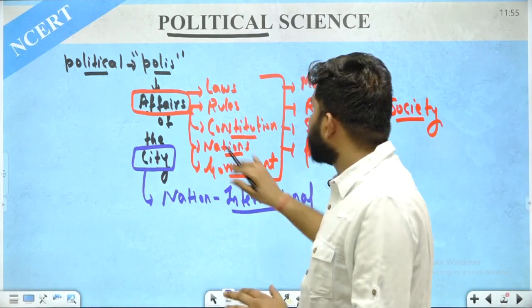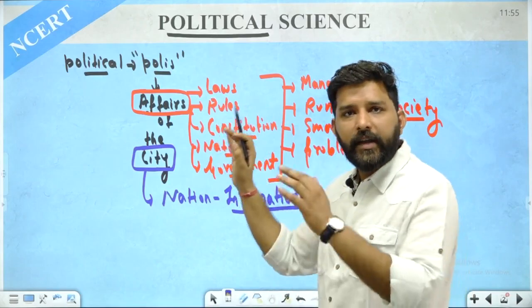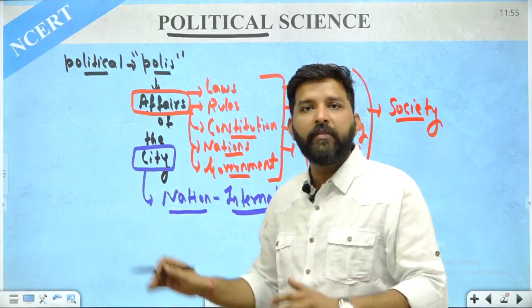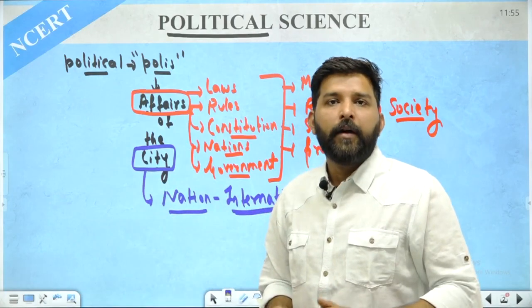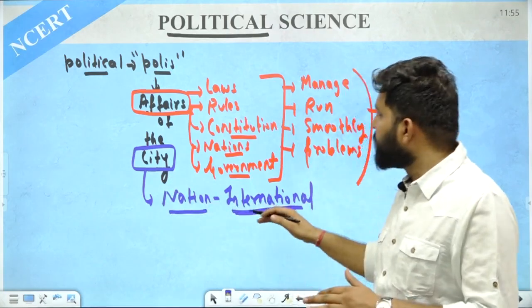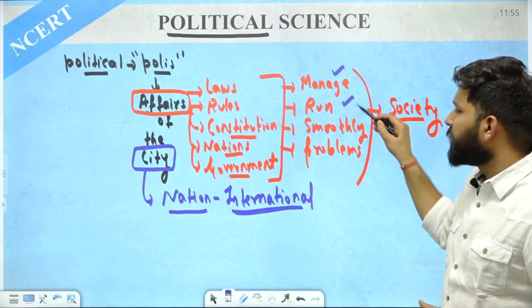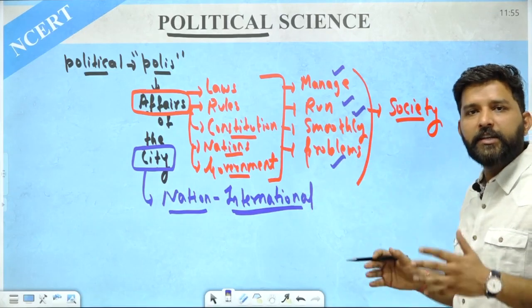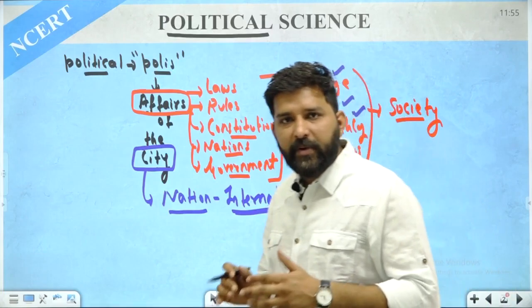So therefore, all of these kinds of affairs are studied in political science at the international level, at the national level, at the district level, even at the village level. And we study all of these affairs at the city, village, nation, or international level just to manage the society, to run the society properly, for the smooth functioning of the society, and to solve the various problems which are prevalent in the society.